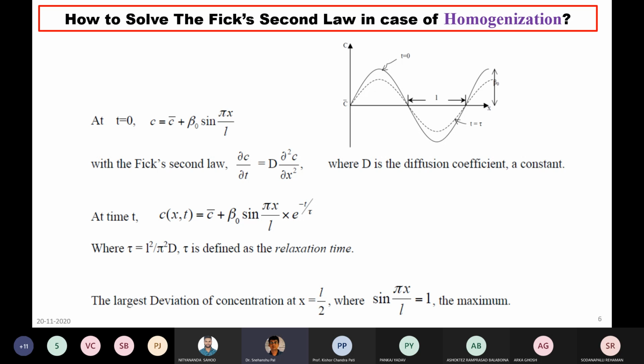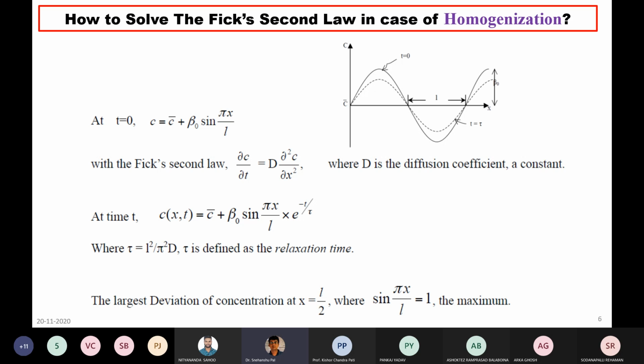Now, if you apply Fick's second law, where D is the diffusion coefficient, del C by del t is the variation of concentration with respect to time at a particular position, and del square C by del x square is the double derivative of concentration with respect to space. Here I am taking the example of a one-dimensional case, so we are taking the x-axis. At time t, what will be the expression? C of x, t will be C bar plus beta 0 sine pi x by L into e to the power minus t by tau, where tau is L square by pi square D, and tau is defined as the relaxation time. It is a very good concept.